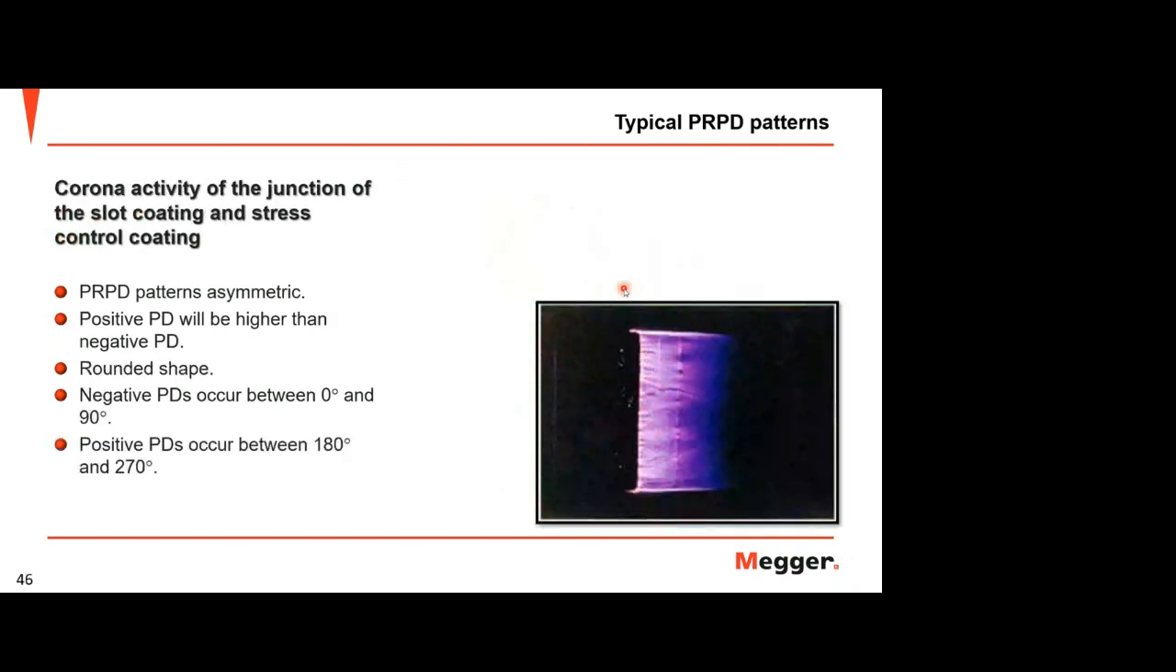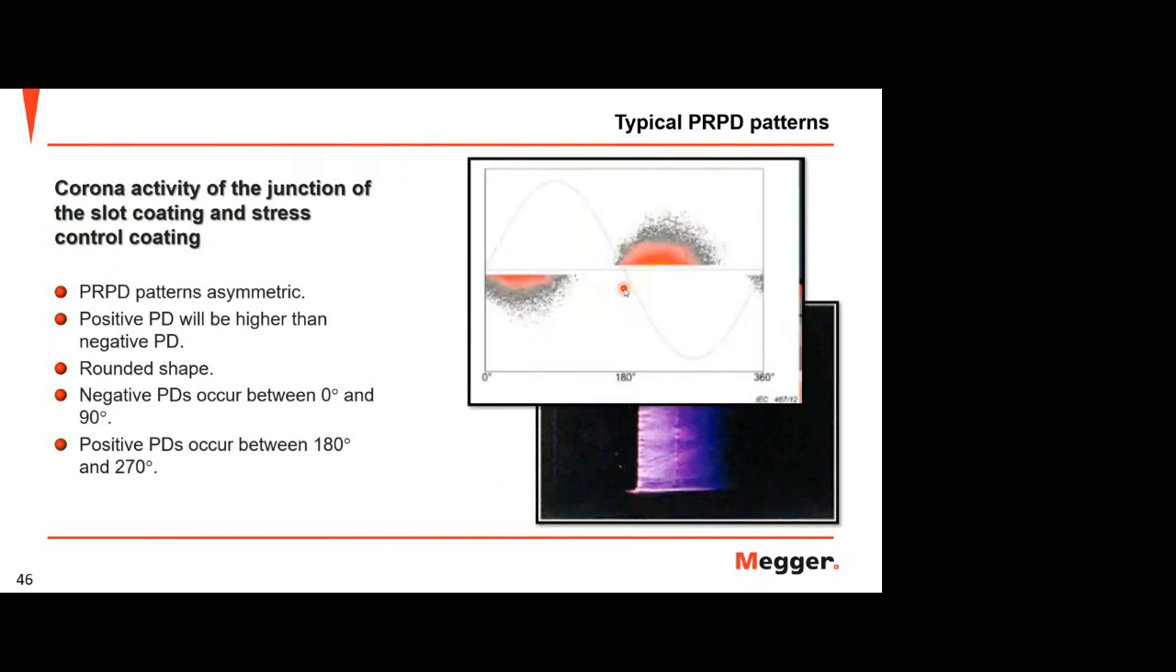And corona is mostly like this, same as a void, but the positive PD will be higher. Sorry, positive PD will be higher than negative PD.